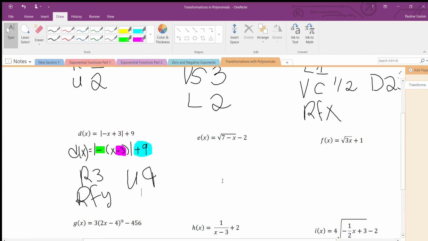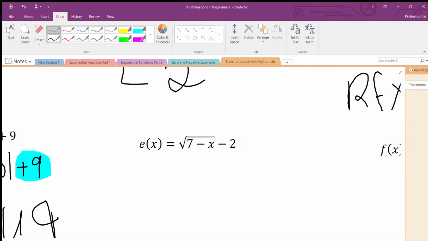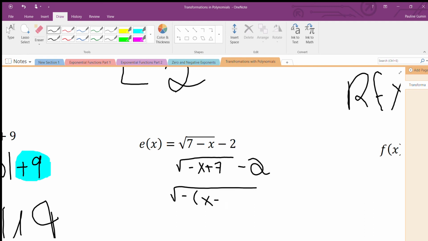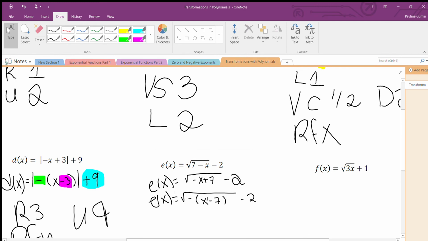Alright, so this one's funky as well. I'm going to rewrite this too, because in our original function, x usually comes first. Okay, so this really is -x and +7, which means I'm going to have to factor out that negative. Okay, perfect. Now it's rewritten in a way that we can start identifying everything. Notice this is a radical function. Does it change the way I look at the transformations? Nope.